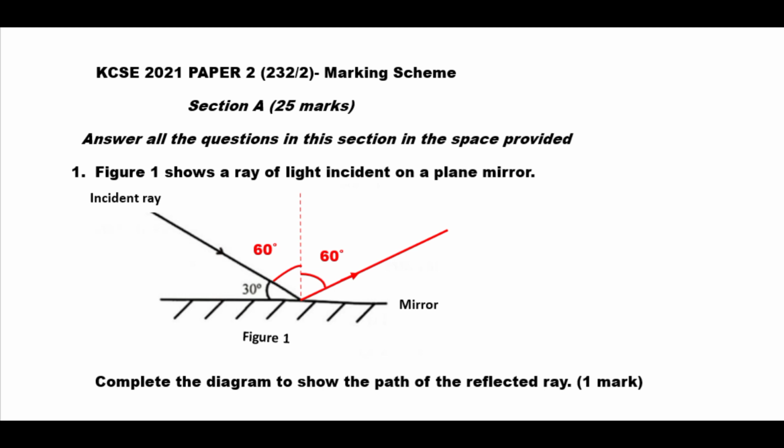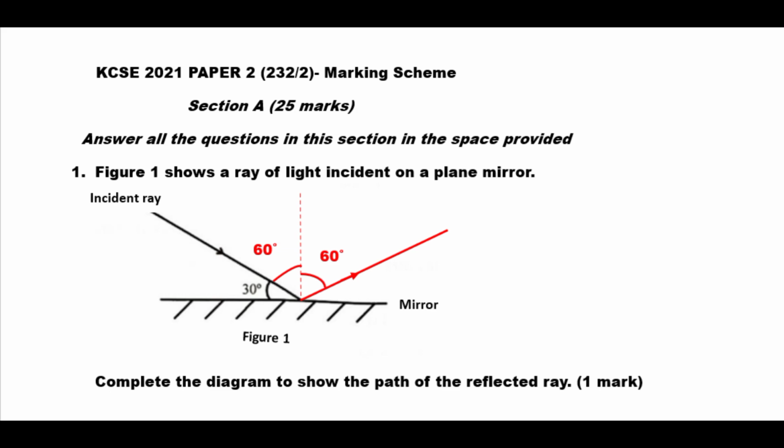So question 1, figure 1 shows a ray of light incident on a plane mirror. You can see the incident ray, we have the mirror, we have the angle 30. Complete the diagram to show the path of the reflected ray. So we have the normal at 90 degrees or perpendicular to the mirror surface, and then the reflected ray such that the angle of incidence is equal to the angle of reflection. And also remember the two rays must obey the two laws of reflection.